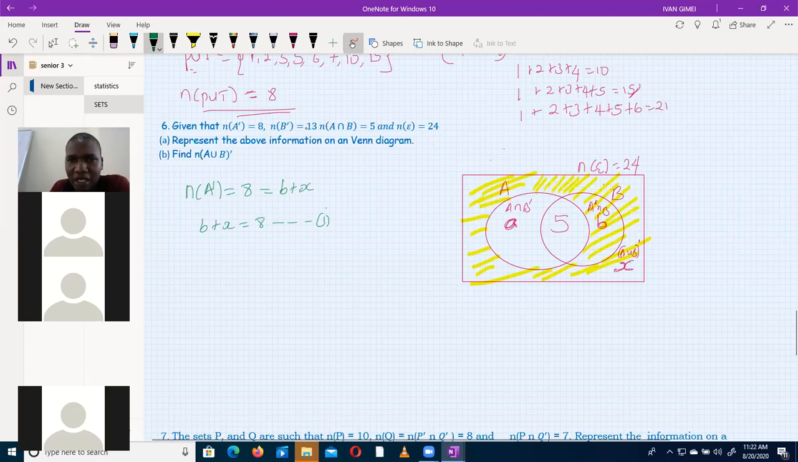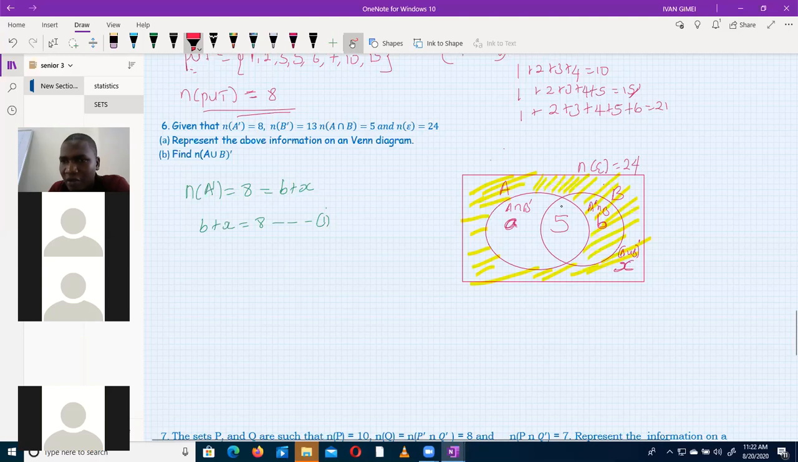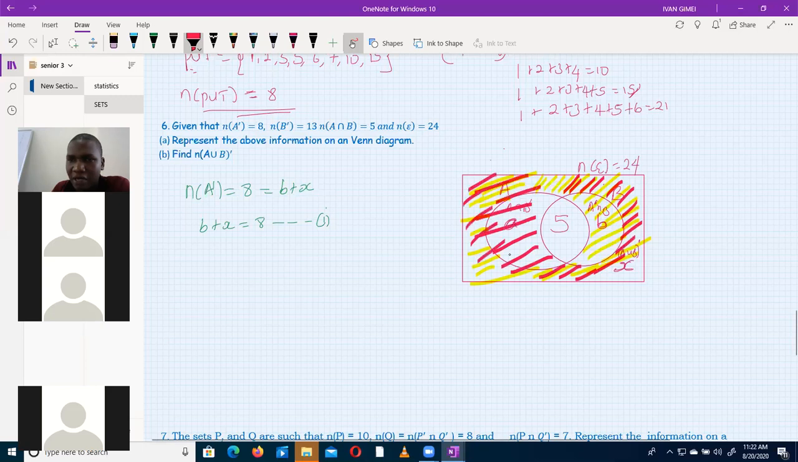Then the other information they're also telling us, they're saying that B complement is 13. We need to shade that region B complement. What is in that region B complement? Let's shade that region and we see what is in that region. B complement means you're outside B. This is all outside B. You can see the region represented by purple is a region outside B.